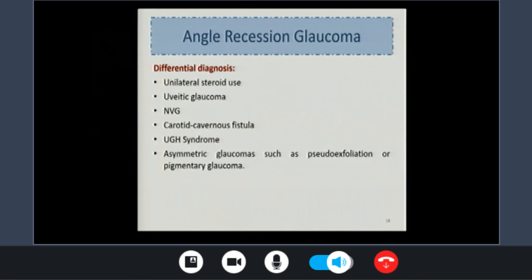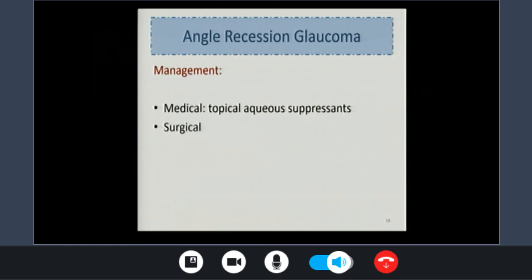So the differential diagnosis of a unilateral glaucoma includes steroid-induced glaucoma, uveitic glaucoma, neovascular glaucoma, less likely carotid cavernous fistula, hyphema syndrome, and of course the asymmetric glaucomas such as pseudoexfoliation or pigmentary glaucoma. The management, usually as any other glaucoma, we start with medical management with topical aqueous suppressants. If the patient does not respond, then we go for surgery.